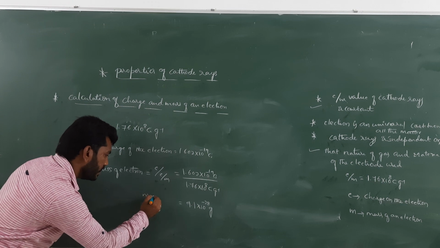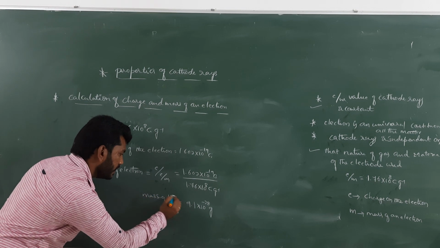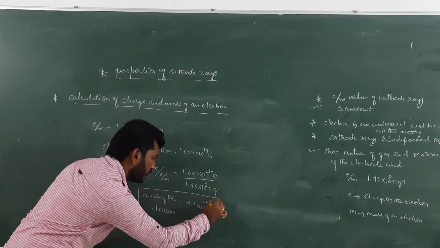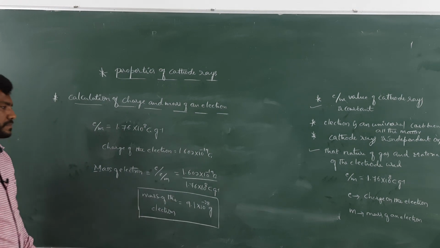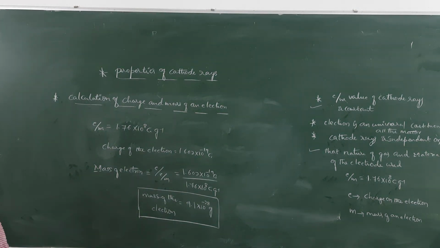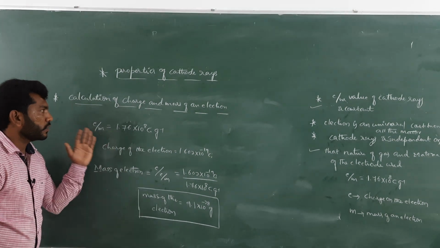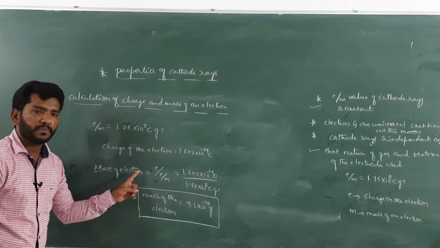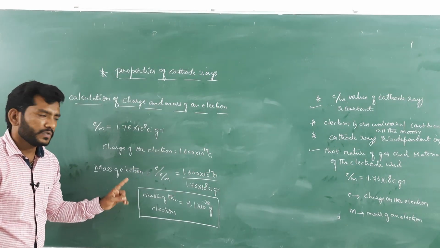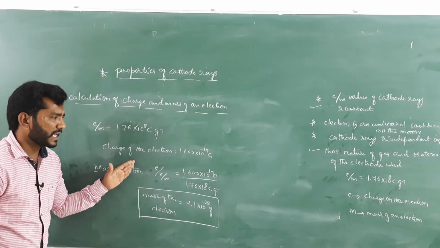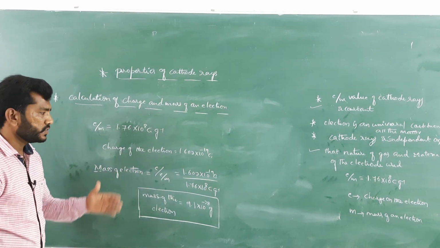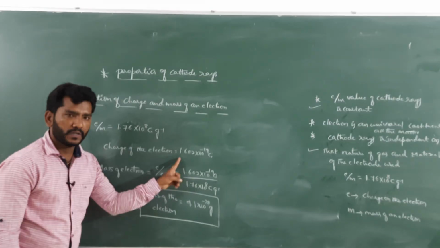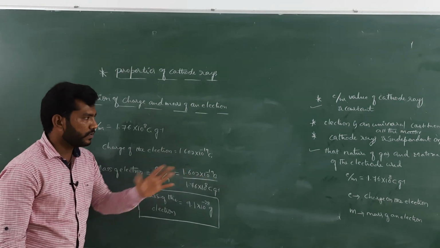This is the mass of the electron, so we have to know this. Clear, guys? So this is all about the calculation of charge and mass of an electron. The charge of the electron can be determined by Millikan's experiment, but right now that explanation is not required. We must know the charge on the electron, that's it.